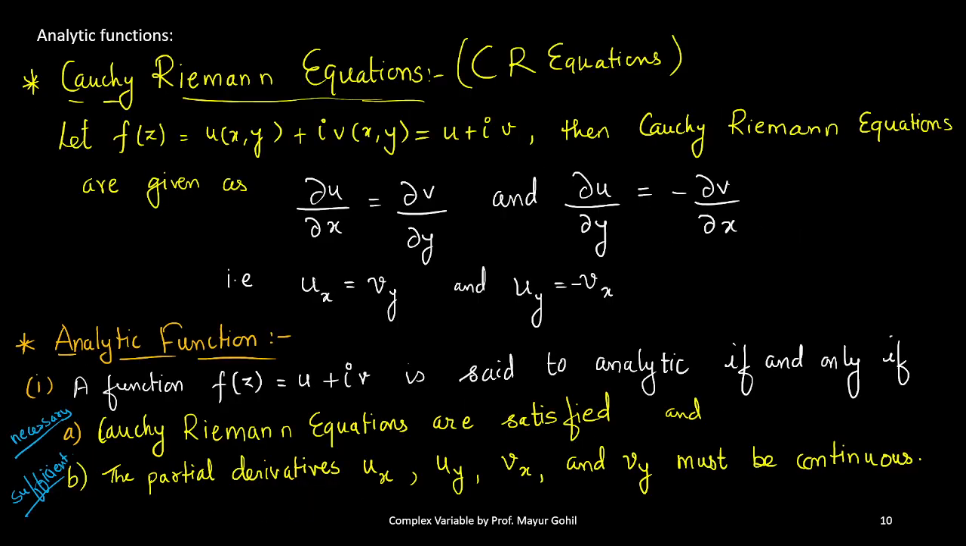Then the one in which we can actually work with the definition, the Cauchy Riemann equations we got, and we got a very important definition of analytic function where we can actually use it. So a function f of z equals u plus iv is said to be analytic if and only if it satisfies the Cauchy Riemann equations and the partial derivatives are continuous, or they must be continuous. So this is one very important definition.